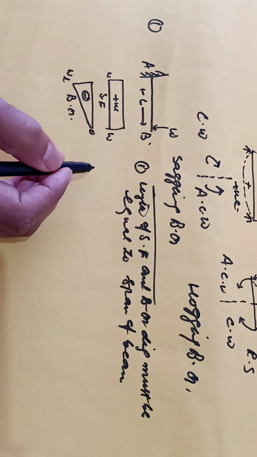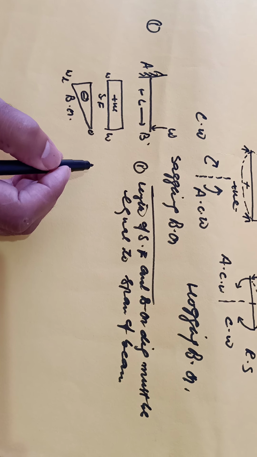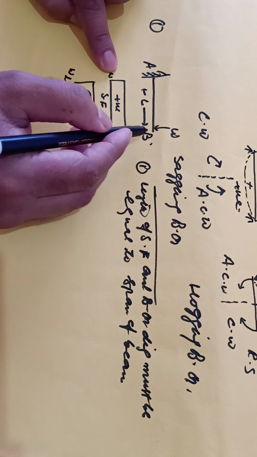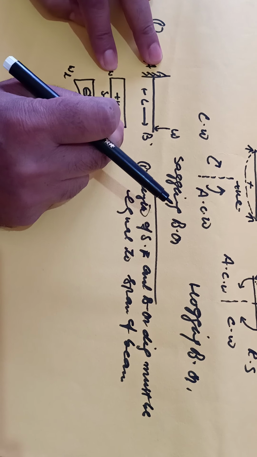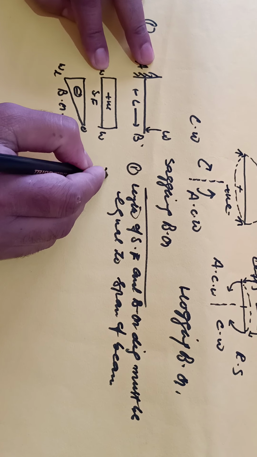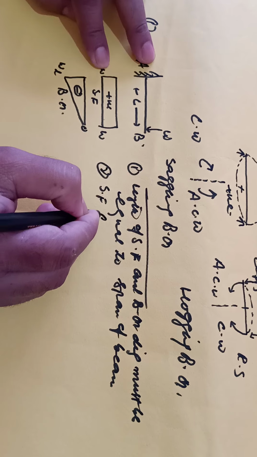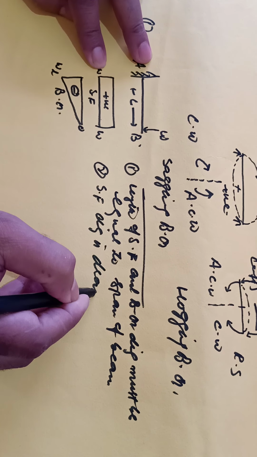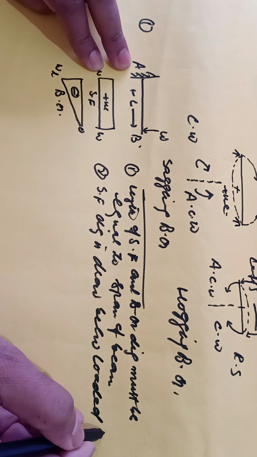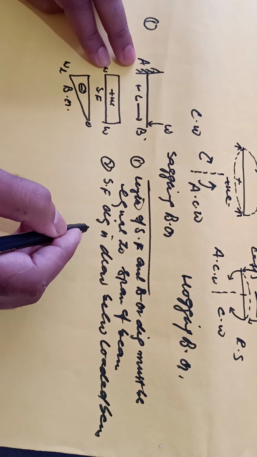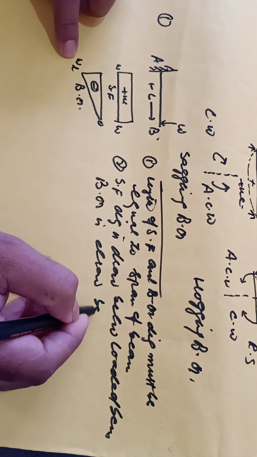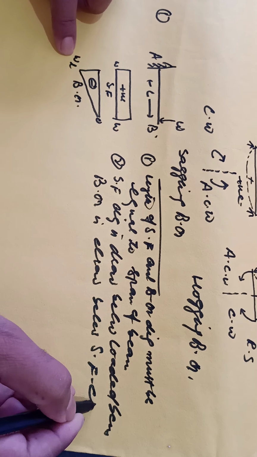Number second point. The shear force diagram is drawn below the loaded beam, and the bending moment diagram is drawn below the shear force diagram. Important point. The shear force diagram is drawn below what? Below the loaded beam, and the bending moment diagram is drawn below the shear force diagram. Important point.